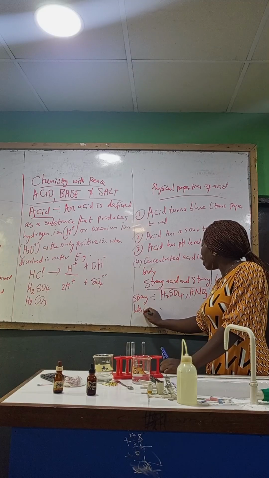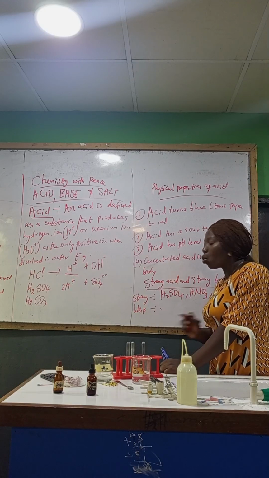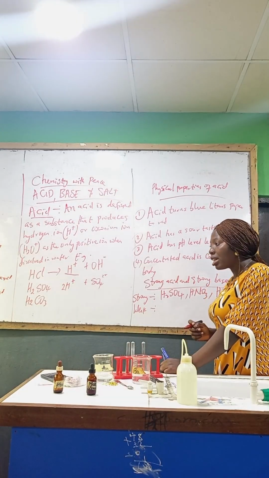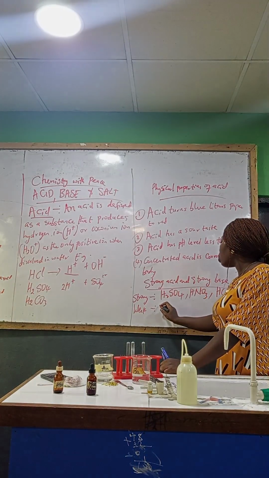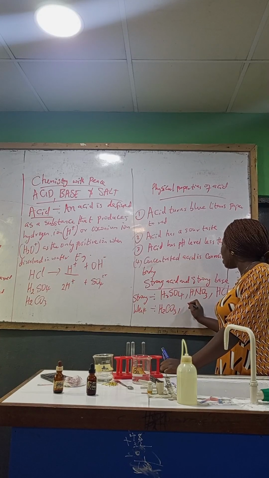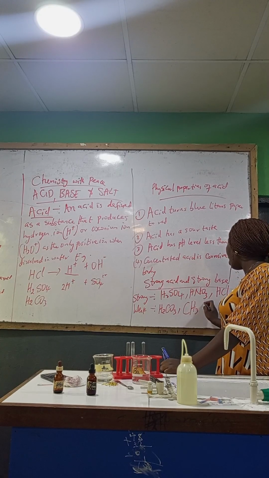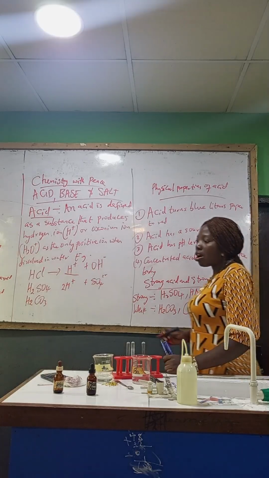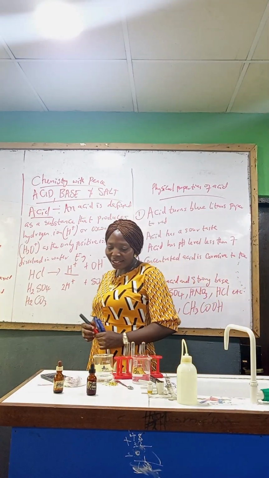Then we have weak acid. Weak acids don't dissociate completely in water. Under it we have trioxocarbonate(IV) acid. We also have ethanoic acid under weak acid.